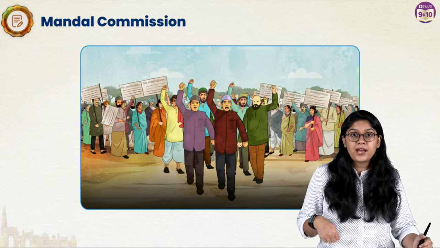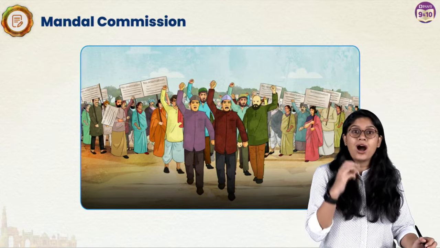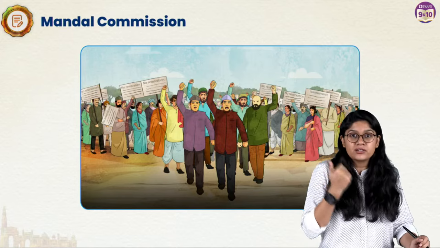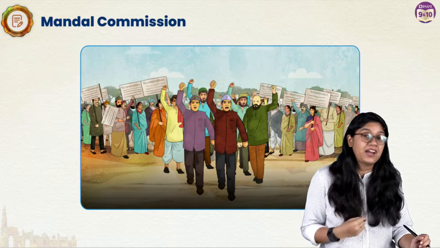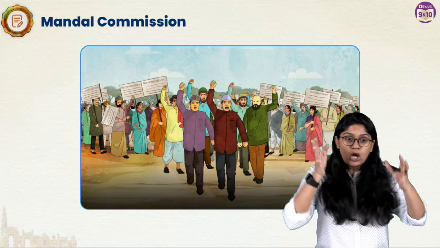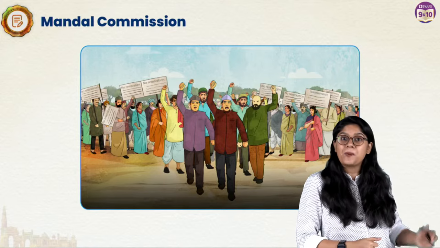They said, "Brother, there are so many people who are not socially and educationally backward. Why should we give them the reservation?" They were like, "You are taking the equal opportunity from us." So there was a lot of debate between the two parties.